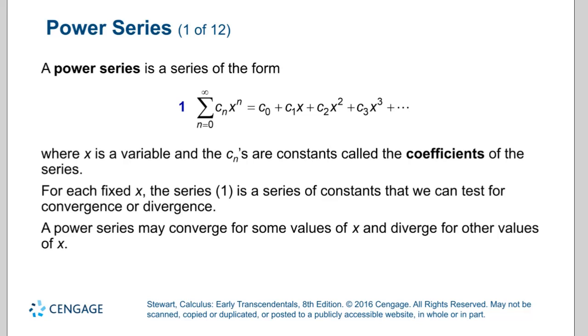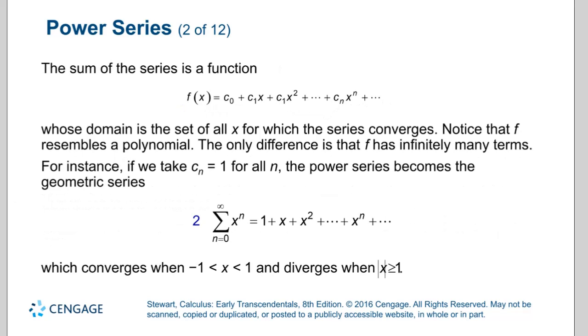For each fixed x, the series is a set of constants that we can test for. So we're going to be looking for which values of x allow convergence and divergence in the problem. It may converge for some values of x and diverge for some other values of x. So if we look at it, it's the sum of those values.